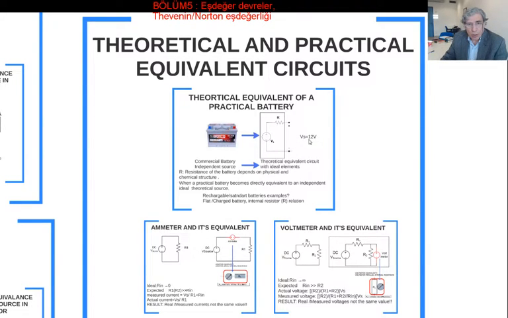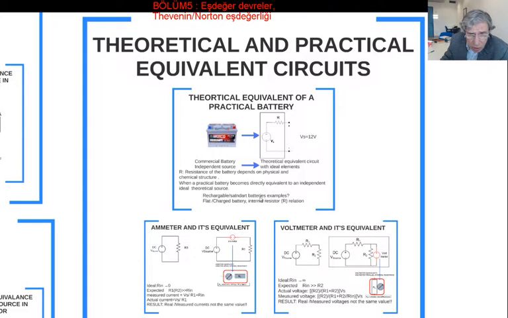So if R is equal to 0, this becomes ideal. That means the practical equipment will be the ideal equipment, but in practice it is not like that. The quality of our equipment all depends on that R value. The resistance of the battery depends on the physical and chemical structure. A practical battery becomes directly equivalent to the independent ideal theoretical source when R is equal to 0.